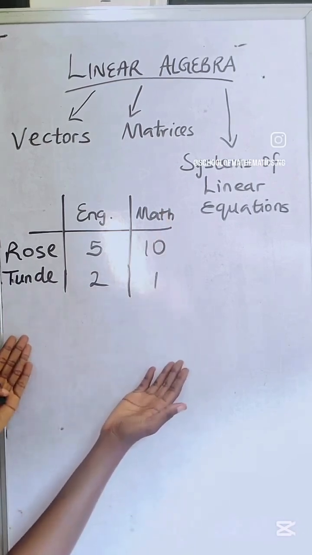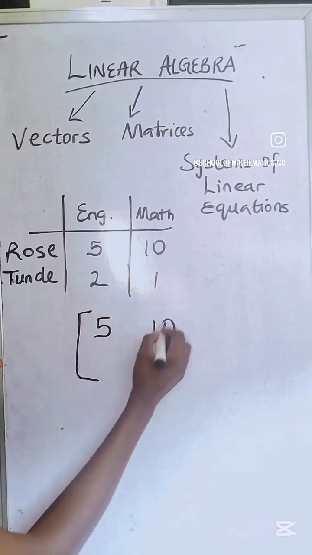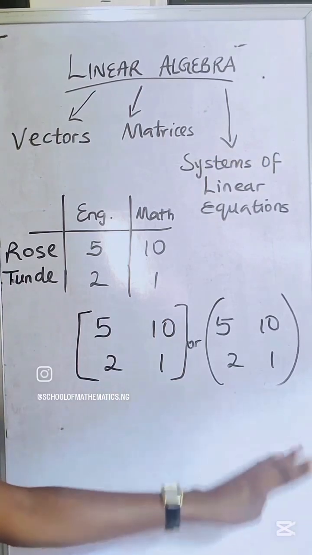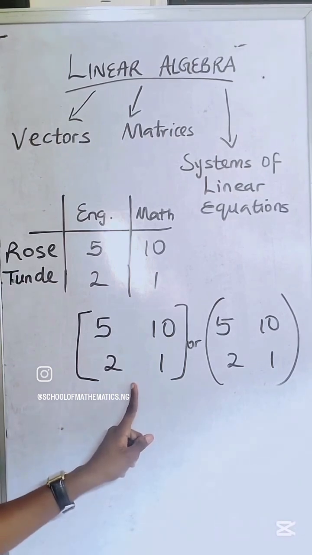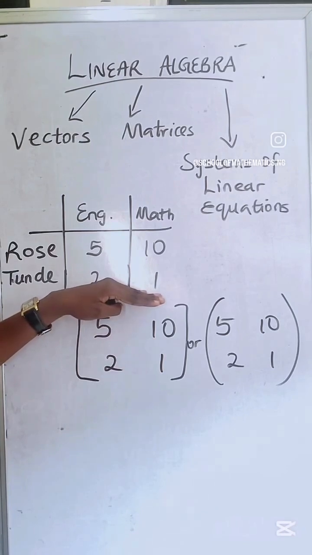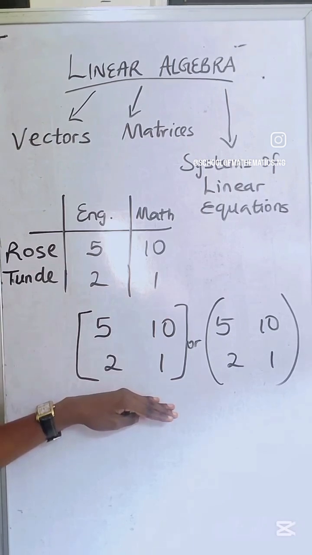This table of numbers can be represented using a matrix. You can use a square bracket or you can use braces, but it's advisable that you work with square brackets. This is the same as this. We only represented this using a table while we represented this using a matrix.